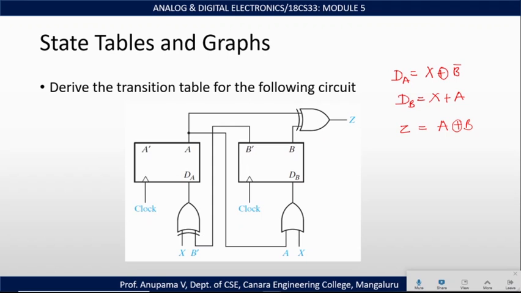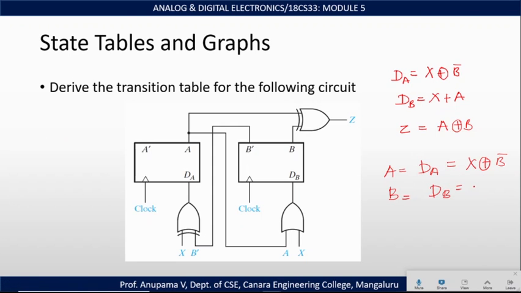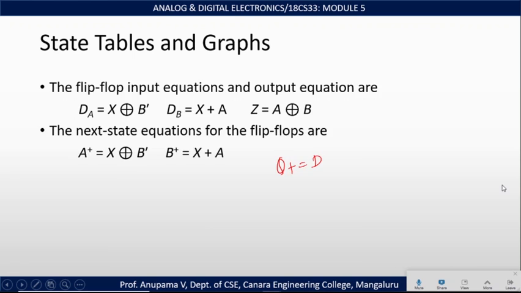So, here see the first flip-flop. First flip-flop we have named it as DA. What is A? A is equal to DA. What is dA? Previously we have learned that dA is equal to X XOR B bar. Similarly, we have to write the equation for B. What is B? B is equal to dB. So, dB is nothing but X plus A.